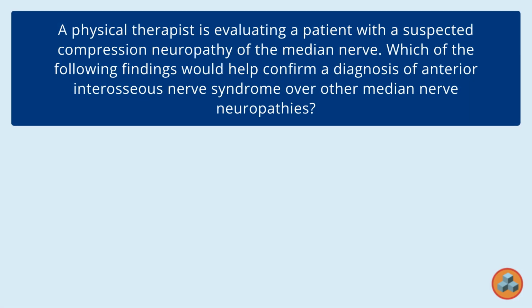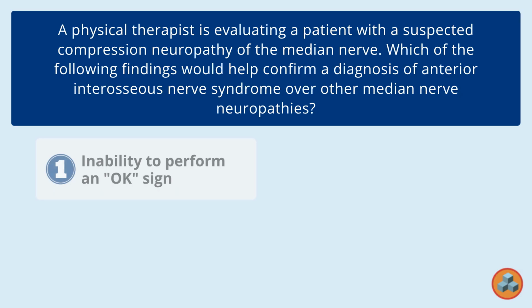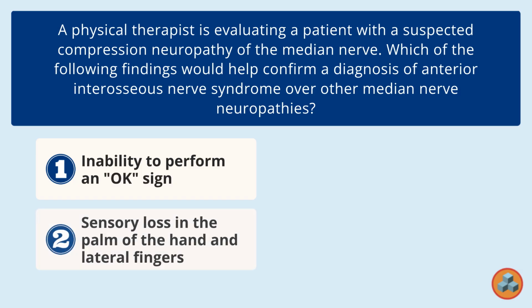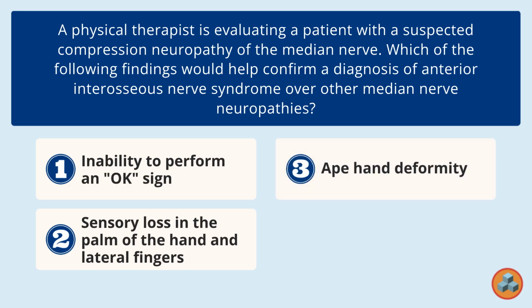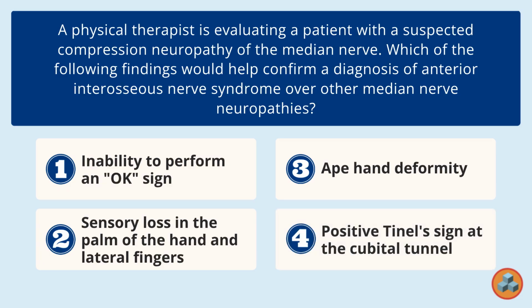A physical therapist is evaluating a patient with a suspected compression neuropathy of the median nerve. Which of the following findings would help confirm a diagnosis of anterior interosseous nerve syndrome over other median nerve neuropathies? Option 1, inability to perform an OK sign. Option 2, sensory loss in the palm of the hand and lateral fingers. Option 3, AIN deformity. Option 4, positive Tinel sign at the cubital tunnel.